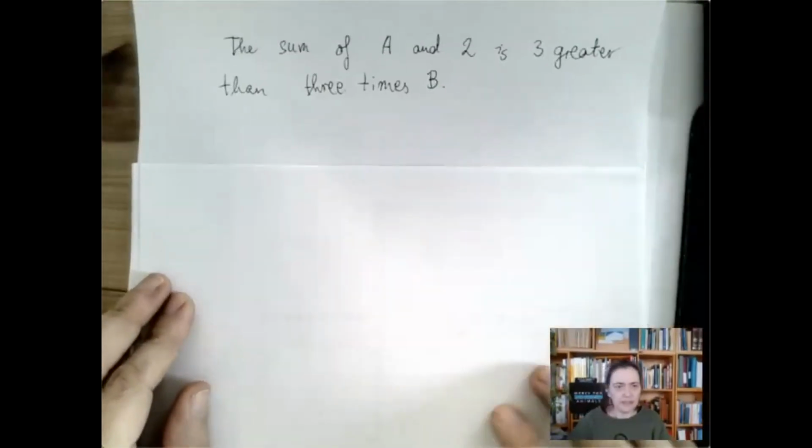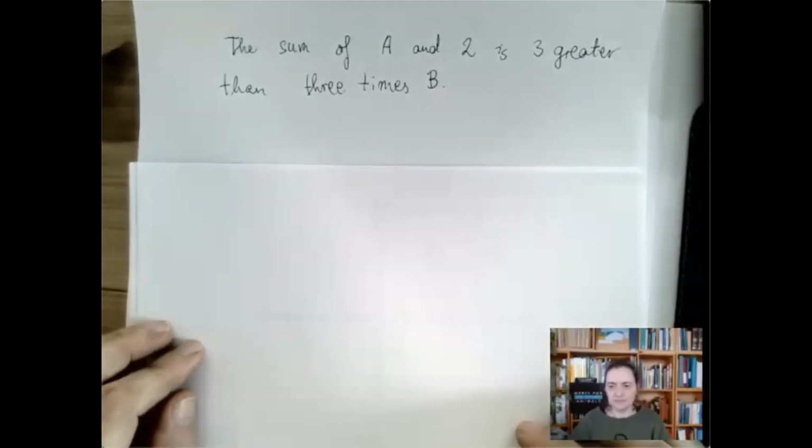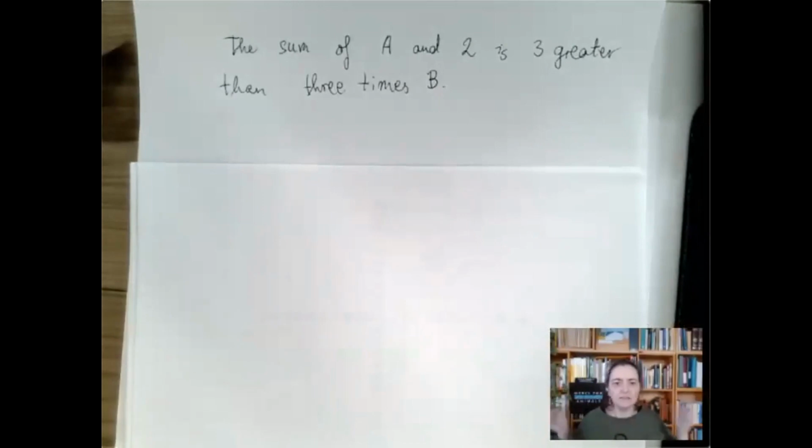All right, let's do one more. The sum of A and 2 is 3 greater than 3 times B. Find the is, that's the equal sign. And then two things, two creatures at both ends, both sides. Those are the left-hand side and the right-hand side. The sum of A and 2 is 3 greater than 3 times B. Almost 3 greater.